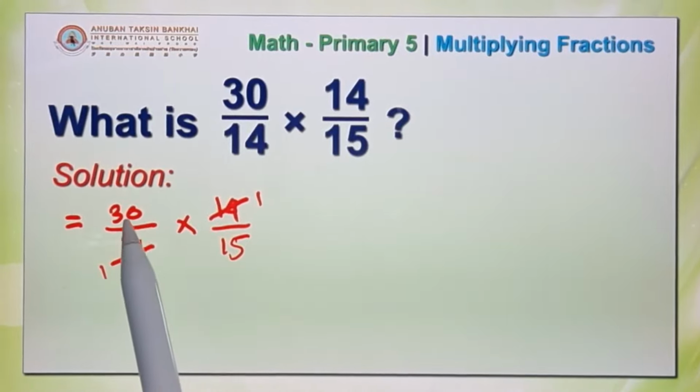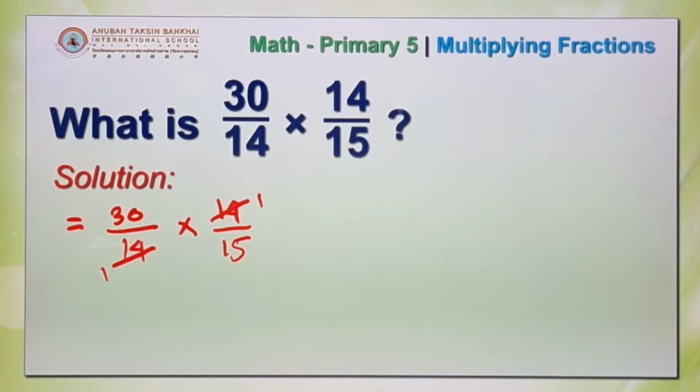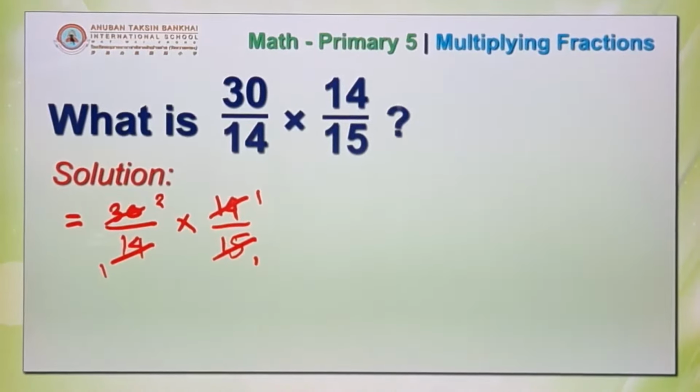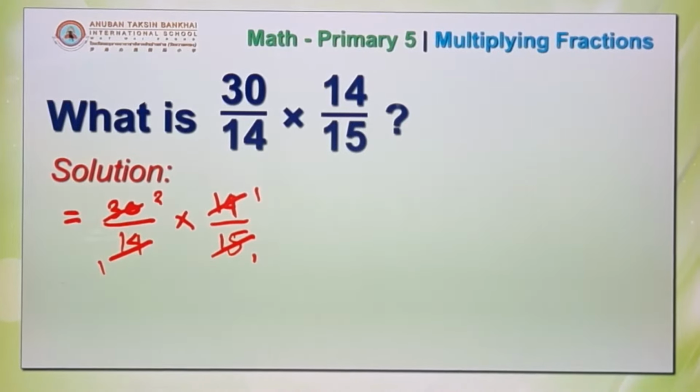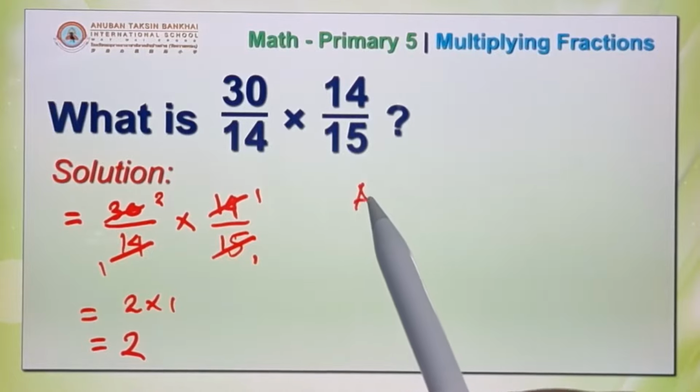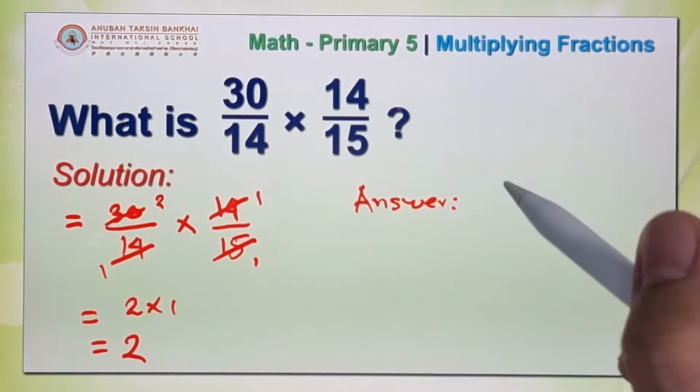Now, can we cancel 30 and 15? Yes, of course, we can. We can divide 30 and 15 by 15. So 15 divided by 15, we have 1. 30 divided by 15, we have 2. So what we have right now is just 2 times 1. If you want to write it, it's okay. If you don't want to write, it's also okay. So our final answer is 2.